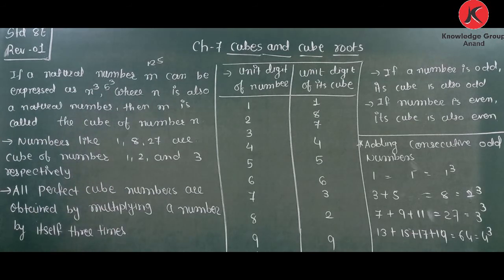Clear? Numbers like 1, 8, 27 are cubes of the numbers 1, 2 and 3 respectively. 1 cube means 1 multiply 1 multiply 1, so that is 1. 2 cube means 8, 3 cube means 27. You need to remember the cubes from 1 to 20. All perfect cube numbers are obtained by multiplying the number by itself 3 times.